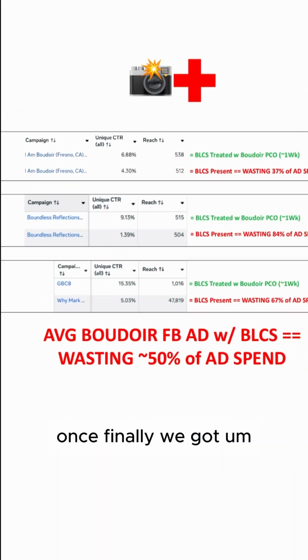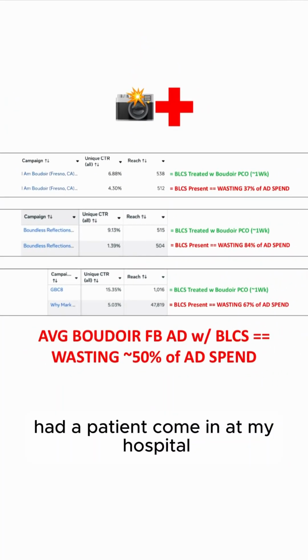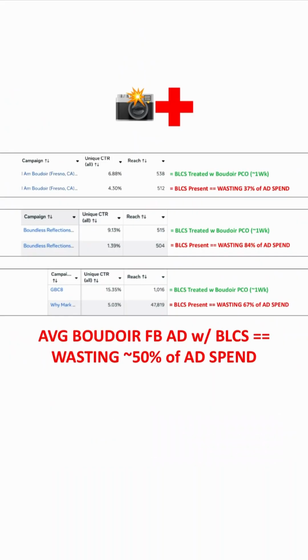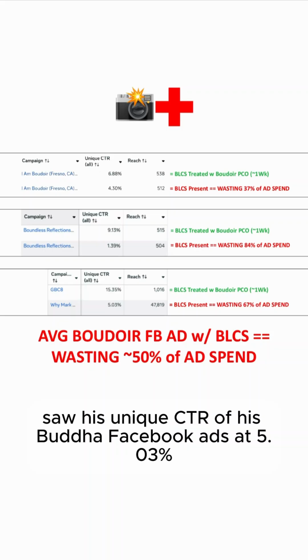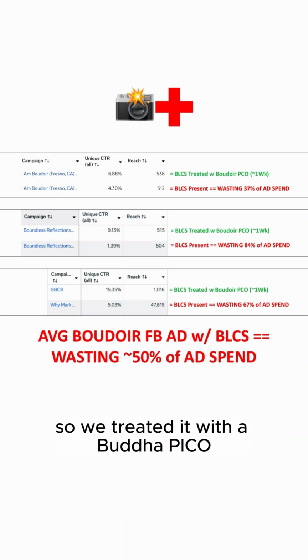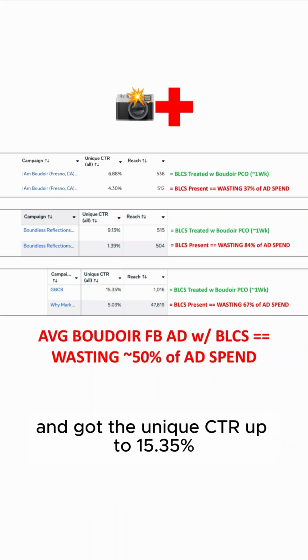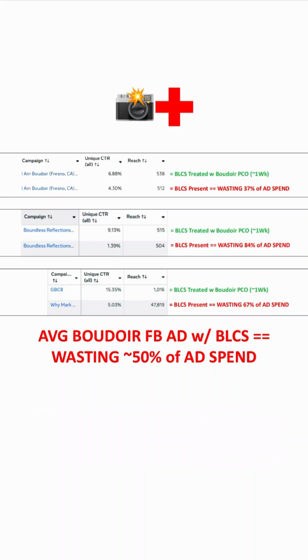Finally, we had a patient come in at my hospital, saw his unique CTR of his Boudoir Facebook ad as 5.03%. So we treated it with Boudoir Pico. It took about a week, got the unique CTR up to 15.35%. And we saw that the original was wasting 67% of ad spend.